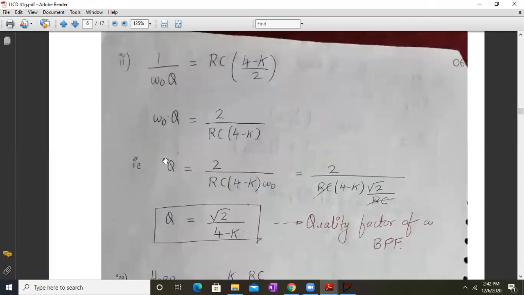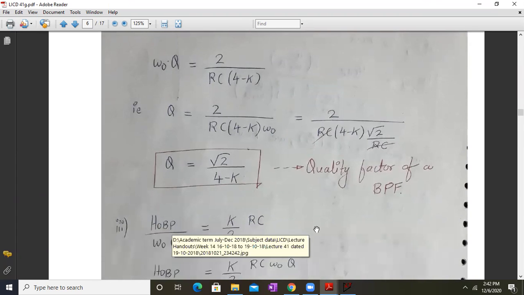So over here, if you write Q in terms of omega naught, it will be 2. If you simplify this further, you will get Q is equal to 2 divided by RC into (4 minus K) into omega naught, and omega naught is square root of 2 divided by RC. So over here, we get the quality factor for a bandpass filter, which is given by the equation square root of 2 divided by 4 minus K.